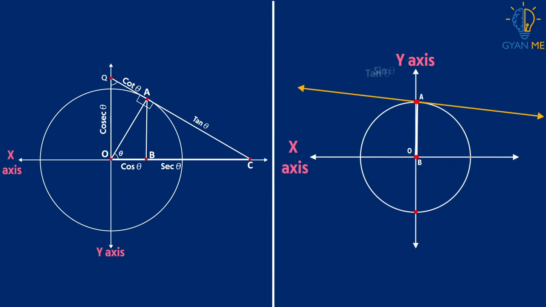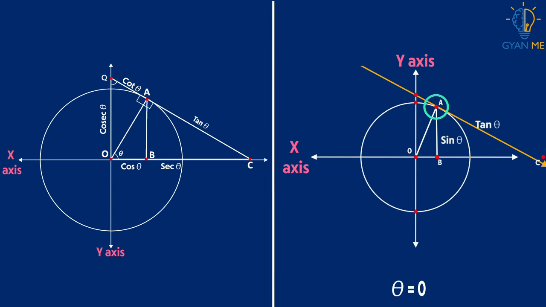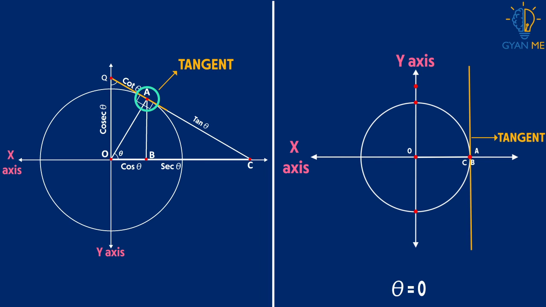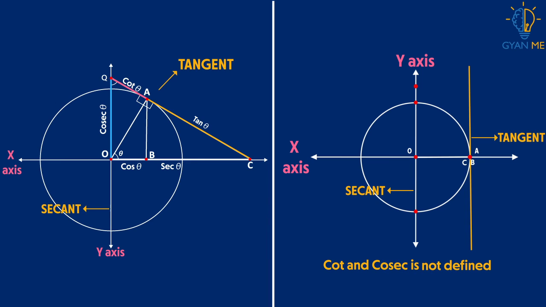So now when we reduce theta to 0, this point shifts and it coincides with this point here. What do you see? Yes, now the tangent from this point has become parallel to the secant, that is the y-axis. So there is no case of distance on the y-axis, as this tangent is not at all cutting this secant. And that is why we say that cot and cosec are not defined, since there is no distance that can be measured.